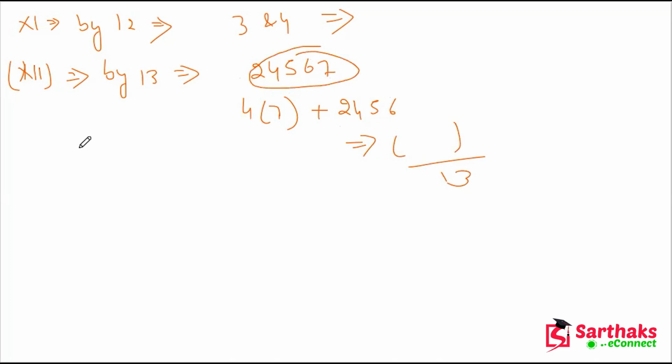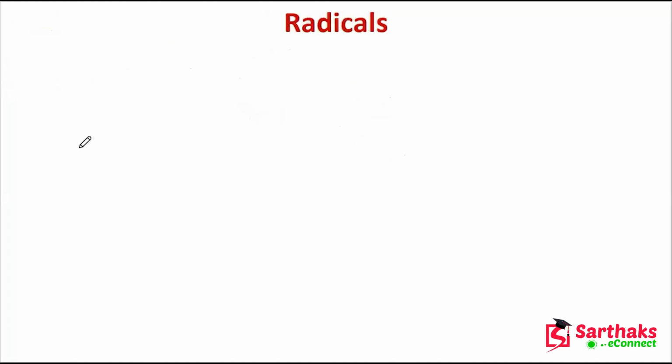So friends, now let's move on. Now we are studying radicals. What are radicals? An expression written under a radical sign is called a radical expression. So this is called a radical expression, and the radicand is the number under the radical.